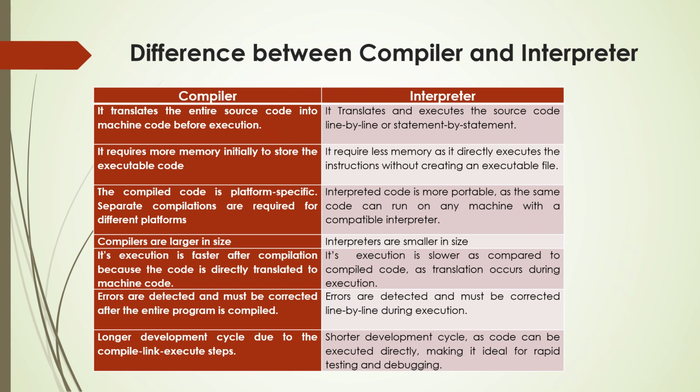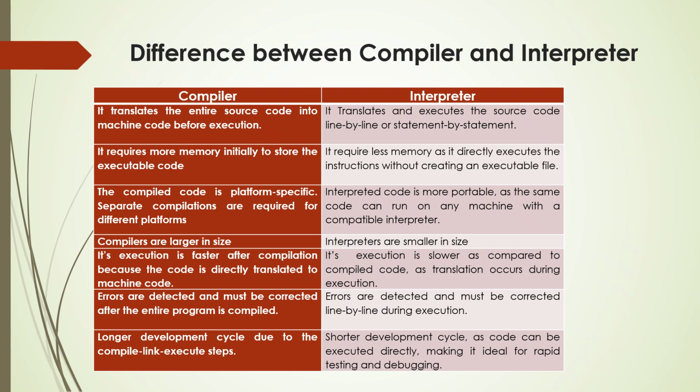Interpreters, on the other hand, translate and execute the program one statement at a time. If it finds an error, it immediately stops at that line and displays the error message. This makes debugging easier, especially for beginners. Another important difference is speed. Compiled programs execute faster because the translation is completed beforehand. Interpreted programs are generally slower because translation during execution is time consuming.